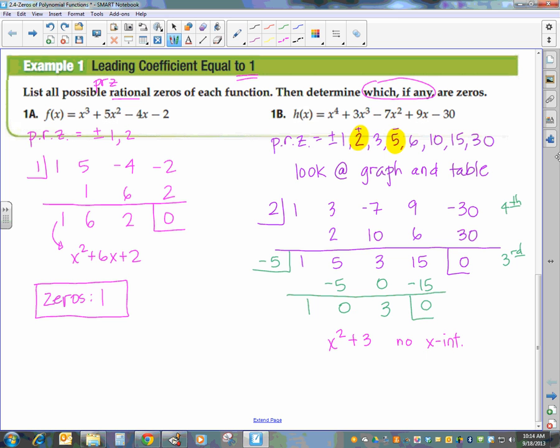So to answer our question, which of these rational roots are zeros? We have just verified it algebraically with 2 and negative 5. So that's what you're going to be doing, how you're going to use the table and the graph to look at what to do, but you always have to justify your answer algebraically.